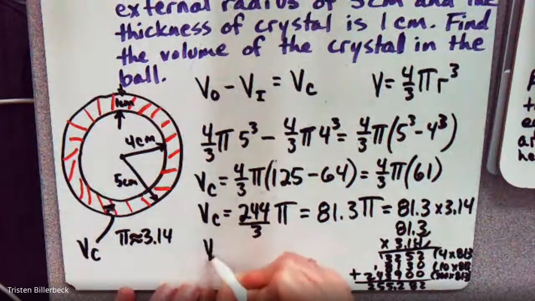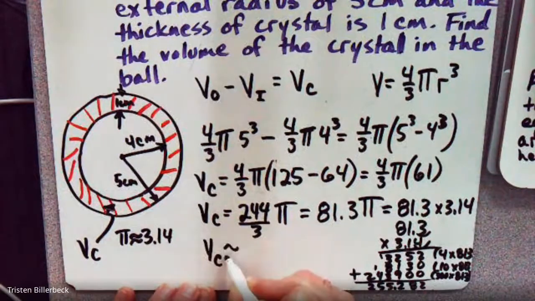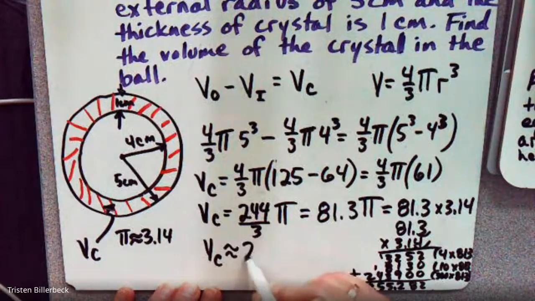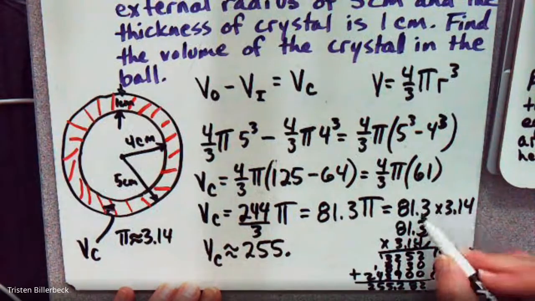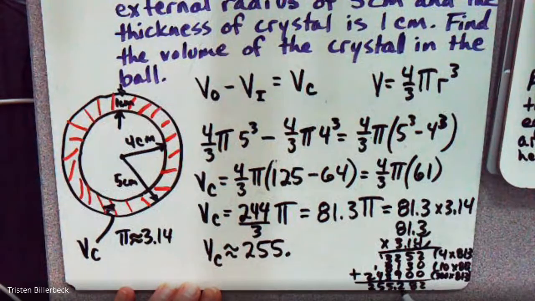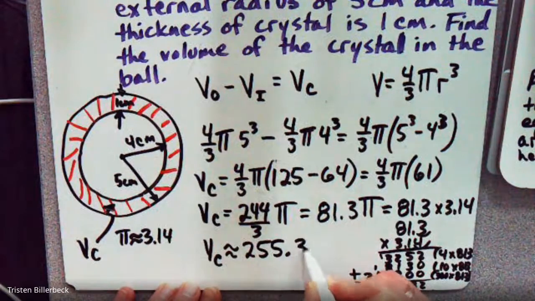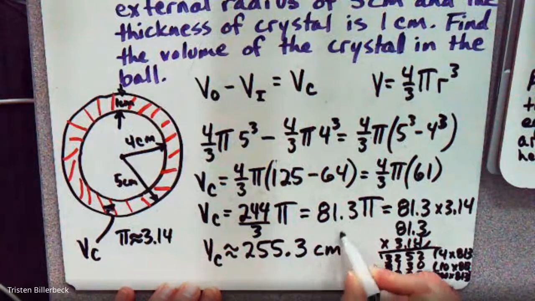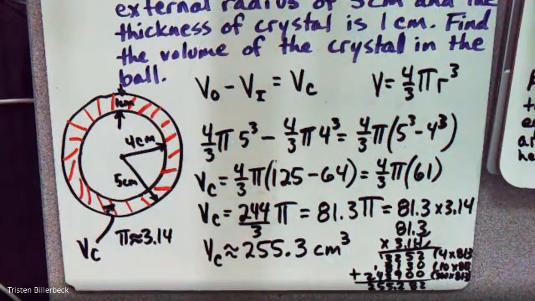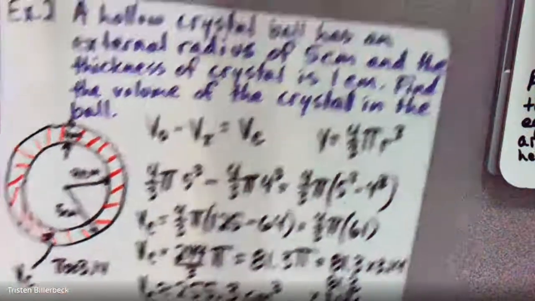So the volume of our crystal approximates to 255 point. And since we approximated here, let's just round this one up, since it is 5 or more, and we're going to put centimeters cubed. All right, let's try the next example.